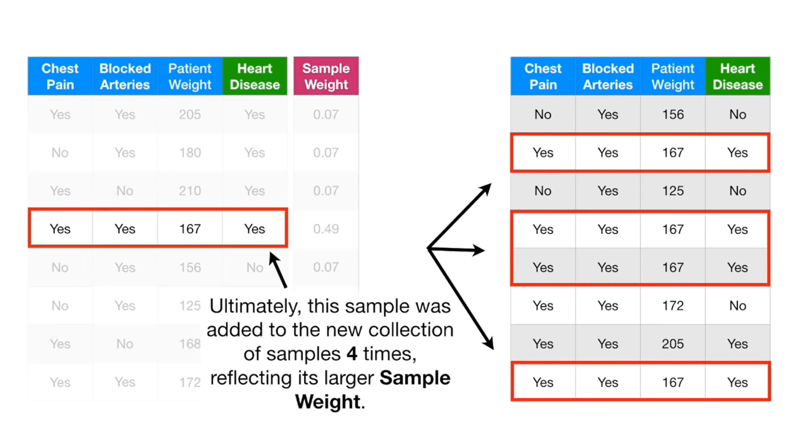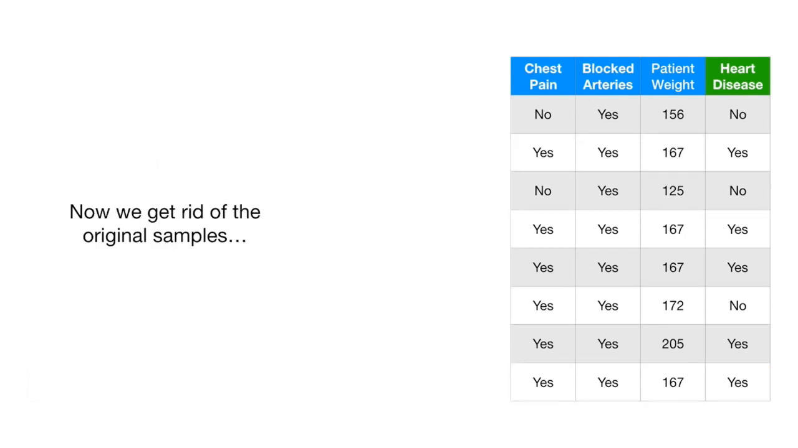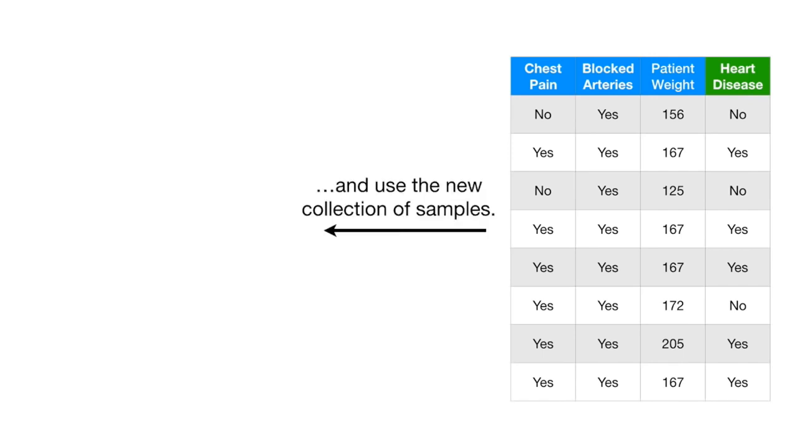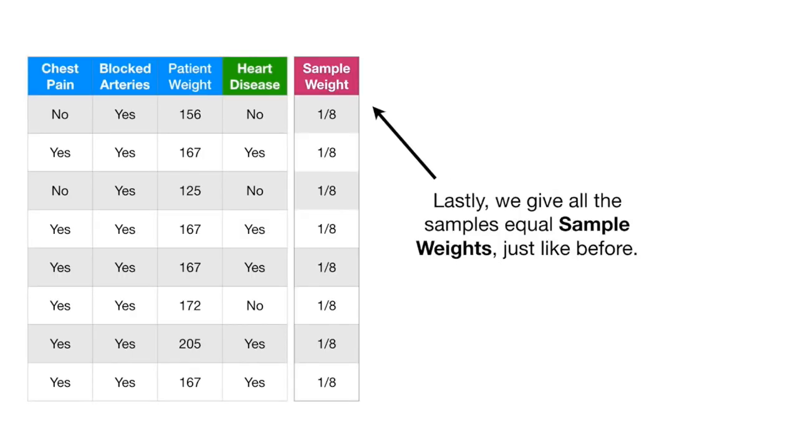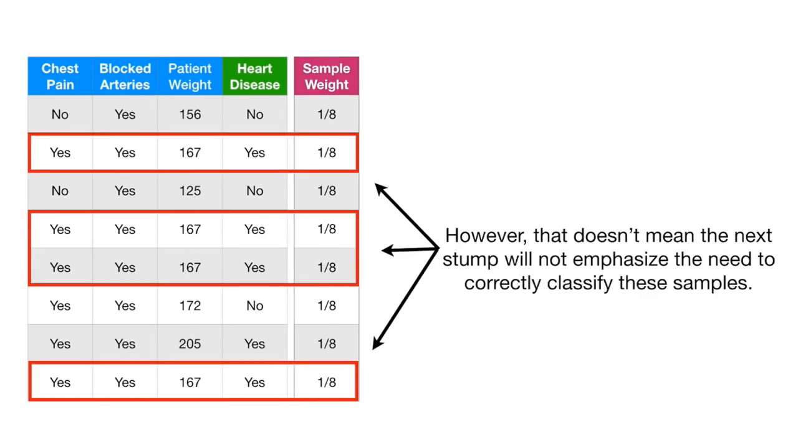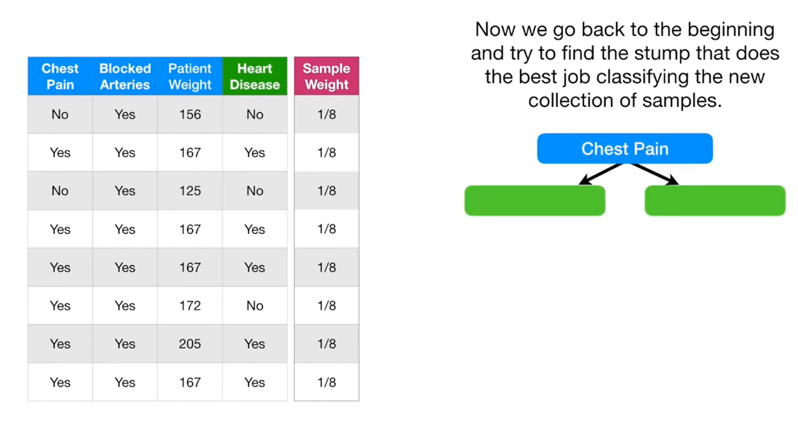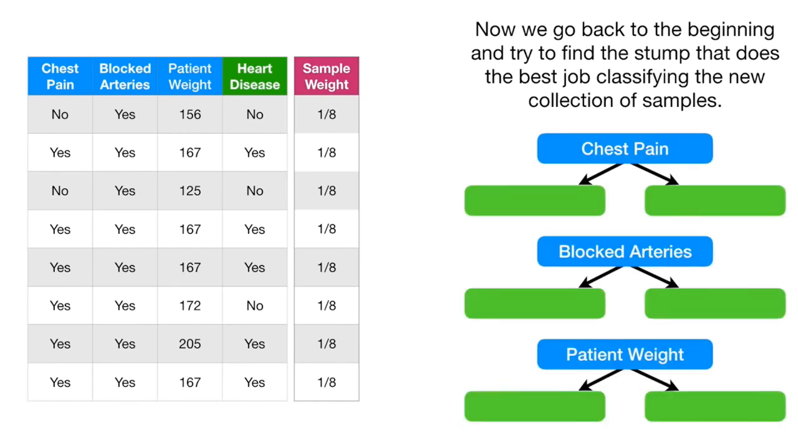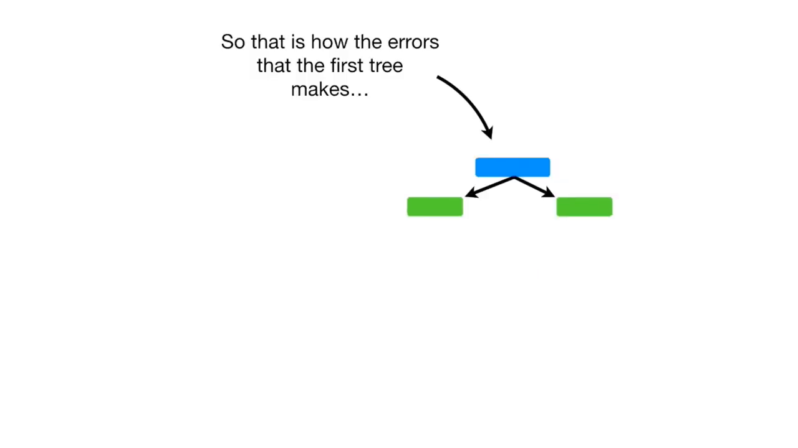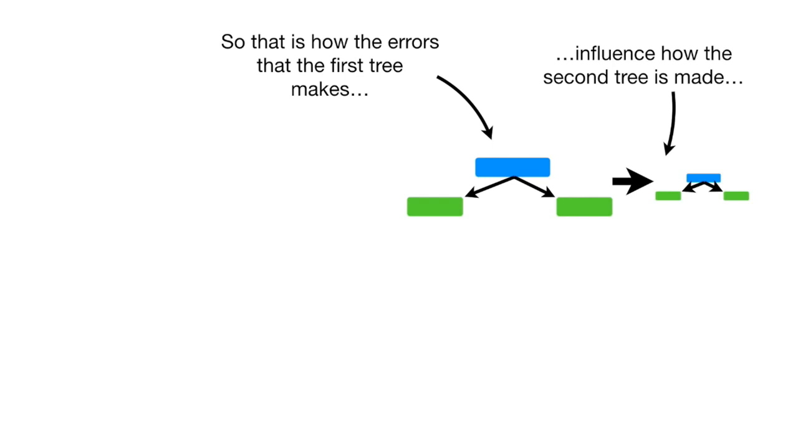Now we get rid of the original samples and use the new collection of samples. Lastly, we give all of the samples equal sample weights just like before. However, that doesn't mean the next stump will not emphasize the need to correctly classify these samples, because these samples are all the same. They will be treated as a block, creating a large penalty for being misclassified. Now we go back to the beginning and try to find the stump that does the best job classifying the new collection of samples. So that is how the errors that the first tree makes influence how the second tree is made, and how the errors that the second tree makes influence how the third tree is made, etc.